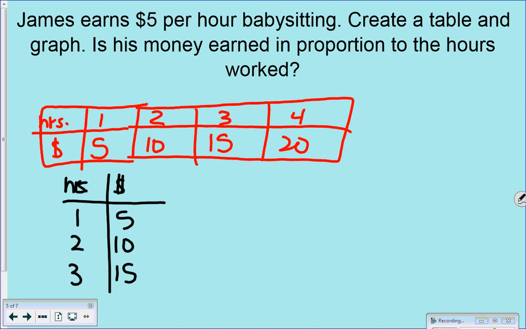Okay, even though you probably already know this is in proportion, we still need to graph it. So I'm going to ask you to graph. Let's practice graphing because sometimes this is the hardest thing to do. So I'm going to make my graph.